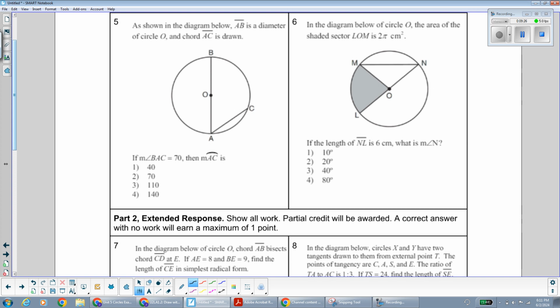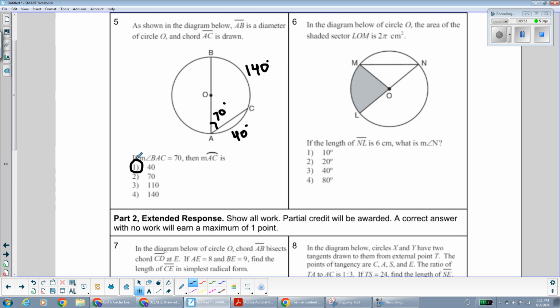We're told that angle BAC is 70 degrees. And that's an inscribed angle. Inscribed angles are half of the arcs. So the arc BC is 140 degrees. Since AOB is a diameter, from B to C to A is 180 degrees. Since BC is already 140, C to A must be 40 in order to make the 180.